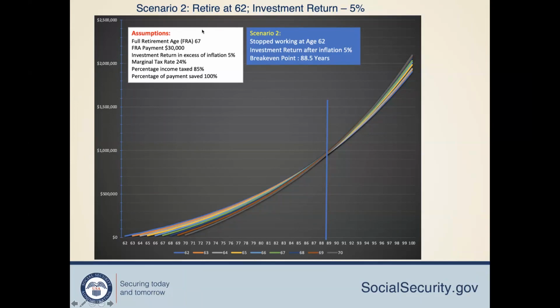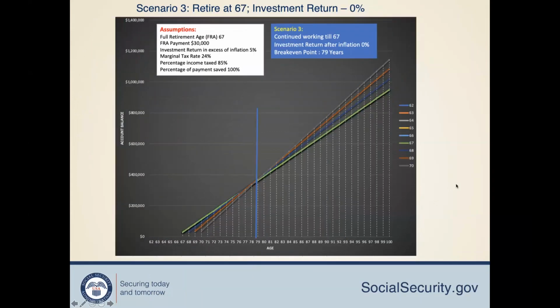So we are still talking about you stopping work at 62. That means you don't have any wage income, you don't have any withholding of Social Security. You just start collecting and then earning interest on that, right? So in that case, it moves from 79 to 89. Let us look at another use case.